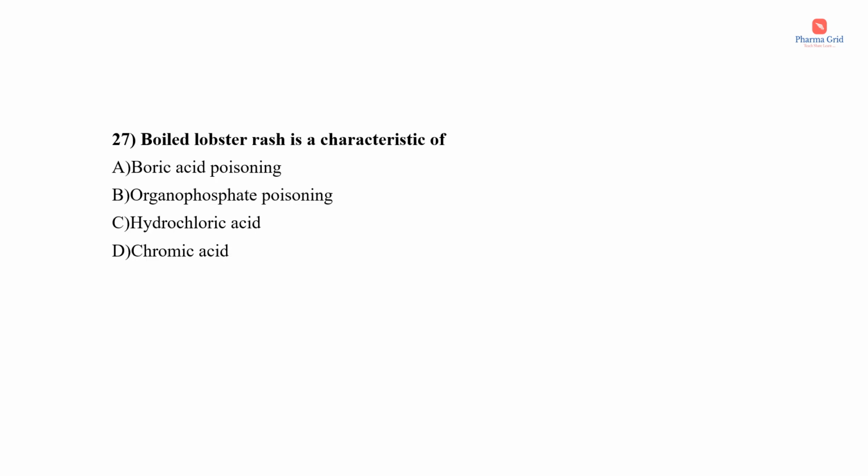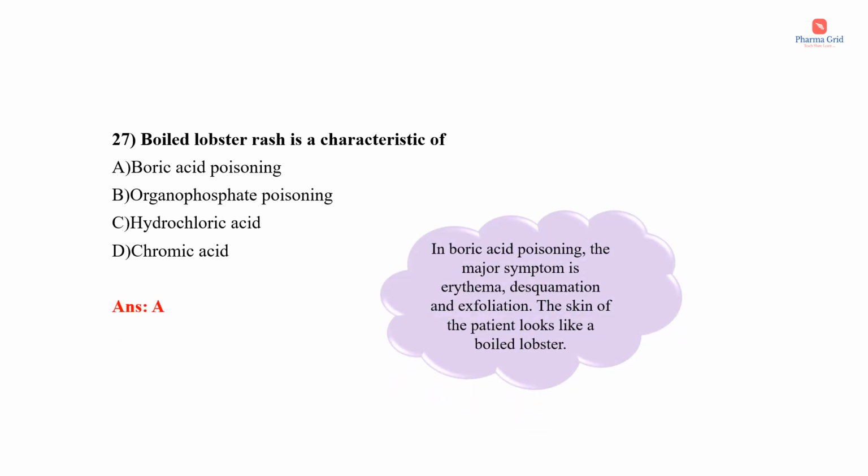Next question. Boiled lobster rash is a characteristic of. The options are boric acid poisoning, organophosphate poisoning, hydrochloric acid, then chromic acid. So here the correct answer is option A, that is boric acid poisoning. In boric acid poisoning, the major symptoms are erythema, desquamation and exfoliation. The skin of the patient looks like a boiled lobster.